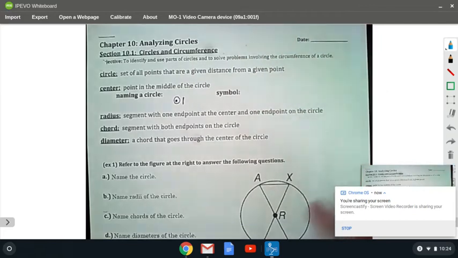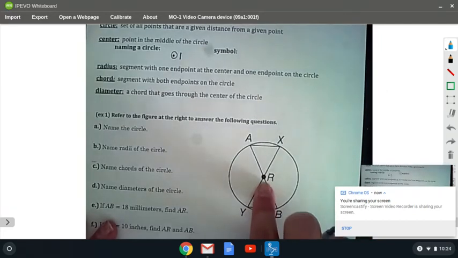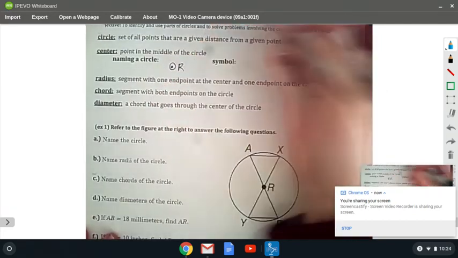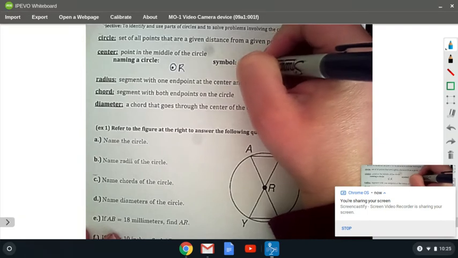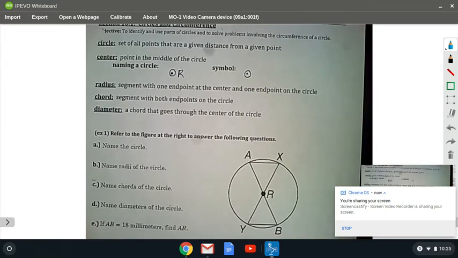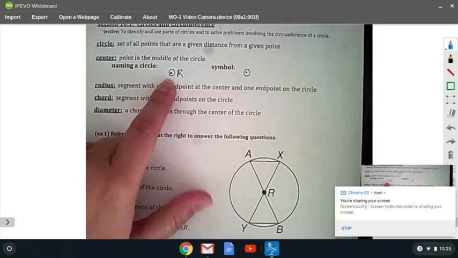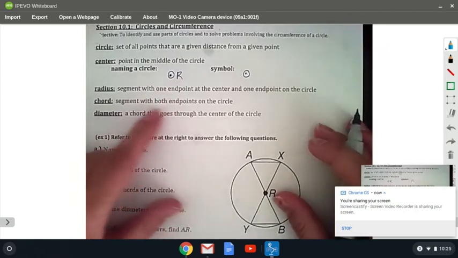And if I was naming this picture here, R is in the center, so I'd use an R here. And that symbol just means we're talking about a circle. Similar to when we talked about a triangle, we would put a little triangle in front of the letters. Here we're going to put this symbol in front of any letters.